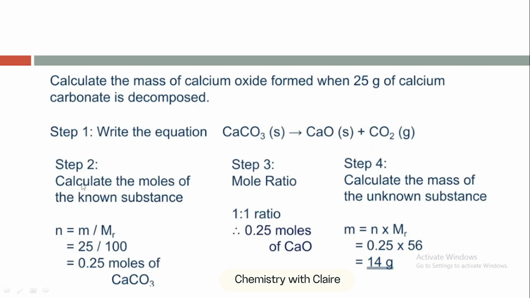Step 1 was writing the equation. Step 2 was calculating the number of moles of the known substance. Now in step 3, you will look at the mole ratio. Here the mole ratio is 1 is to 1. 1 mole of calcium carbonate will give rise to 1 mole of calcium oxide. That means 0.25 moles of calcium carbonate will give rise to 0.25 moles of calcium oxide. Now, in the fourth step, to calculate the mass of the unknown substance, you just have to multiply the number of moles with the MR of that substance, which in this case is 56 for calcium oxide, and the answer comes out to be 14.